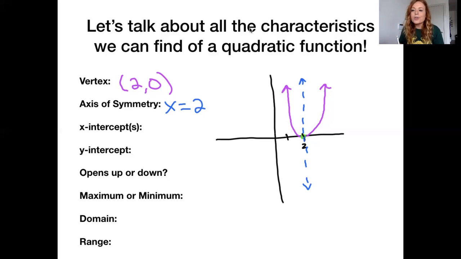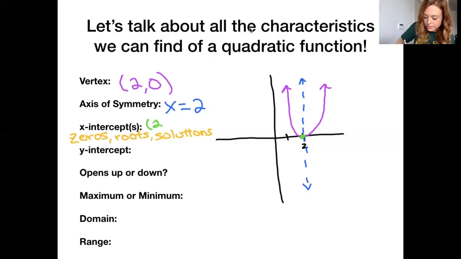Then x-intercepts. We have to remember that x-intercepts have different names. They can be called x-intercepts, zeros, roots, or solutions. X-intercepts have four different names and we have to know all of them. On this one there happens to be only one x-intercept, but there are three cases with quadratics. In this case, our x-intercept is the vertex point, so it's still at (2, 0). Remember, all x-intercepts have a y value of 0.